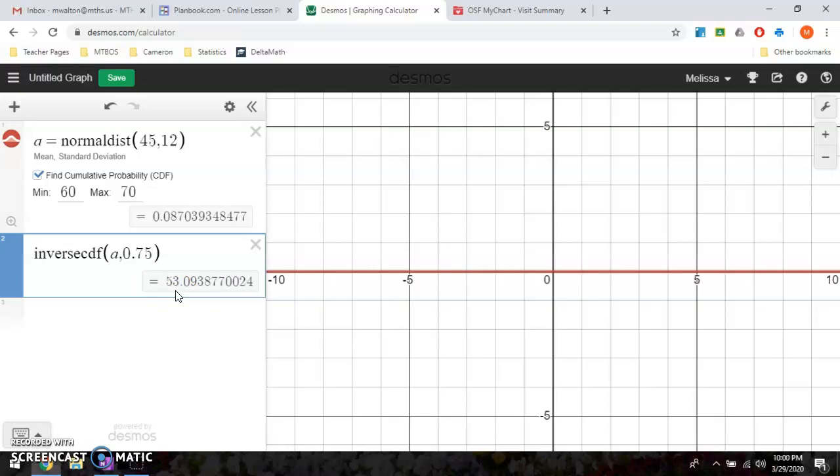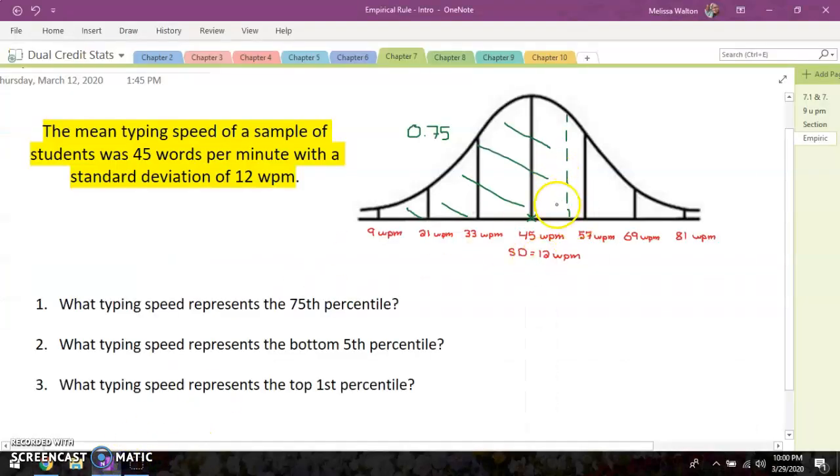So real quick, let's recap. First off, I had to name my distribution. I just named it A because I'm a boring person. So inverse CDF A, and I wanted to know the 75th percentile, so 0.75, and that is a typing speed of 53 words per minute, which is about where I anticipated. So this is 53 words per minute.